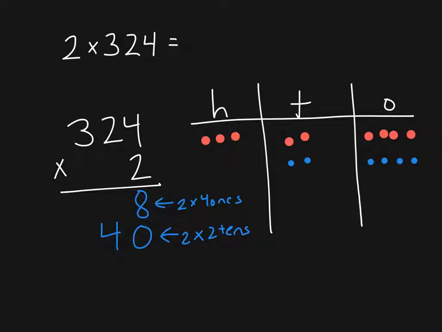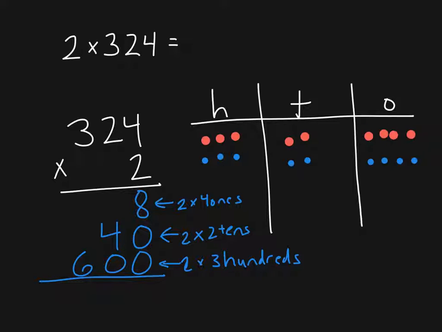Now I'm going to multiply my hundreds. I have 3 hundreds. I need to make 2 equal groups of 3 hundreds because I'm multiplying by 2. That leaves me with 6 hundreds. So 2 times 3 hundreds is equal to 600.